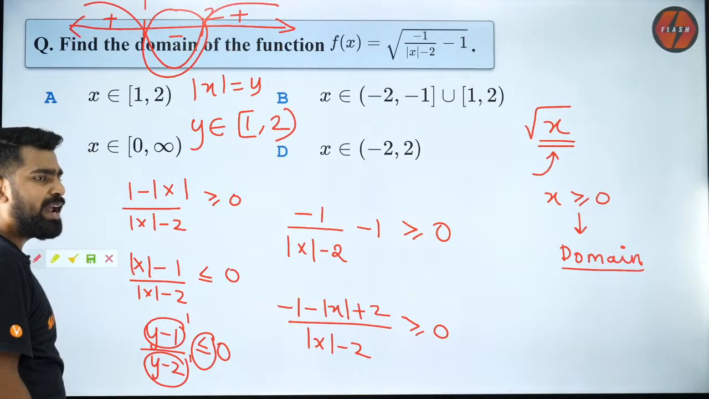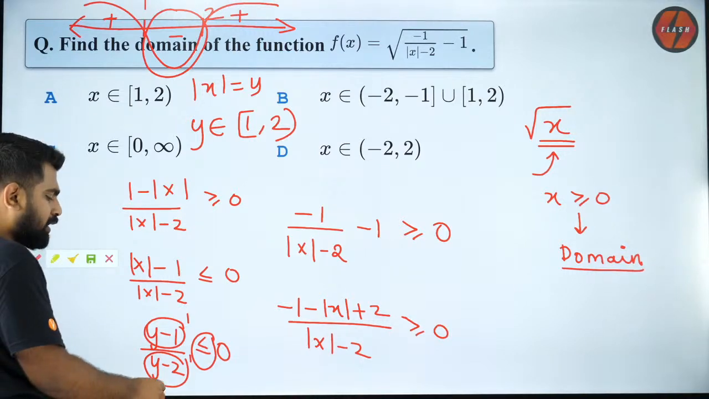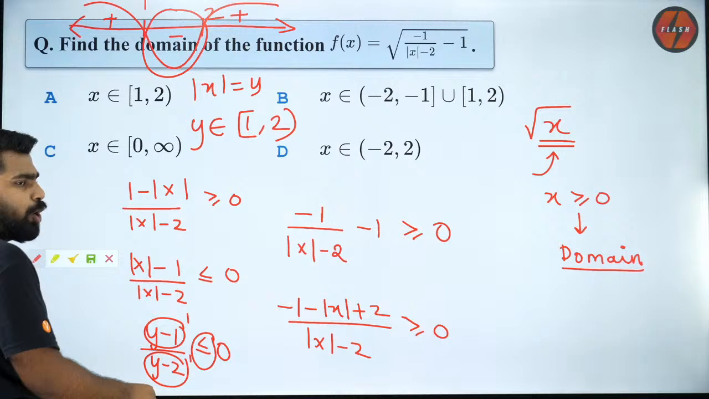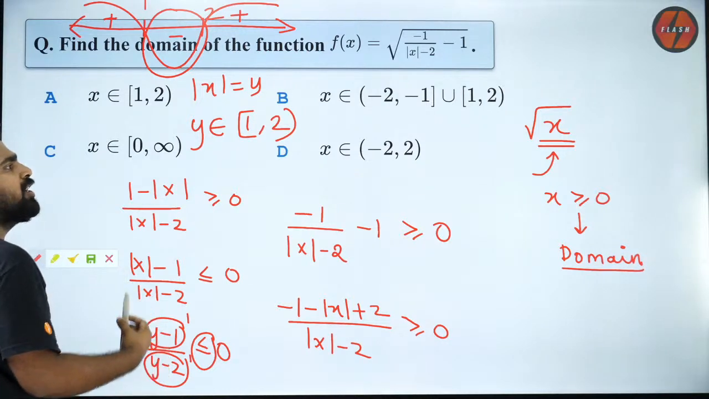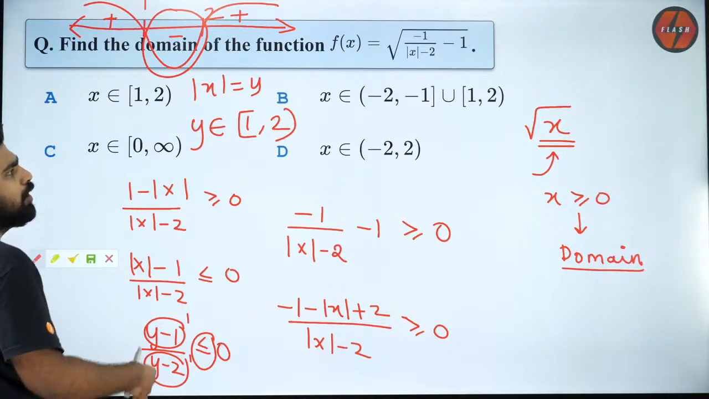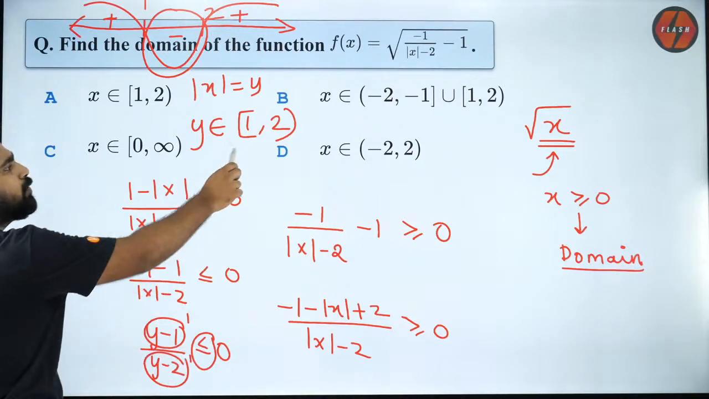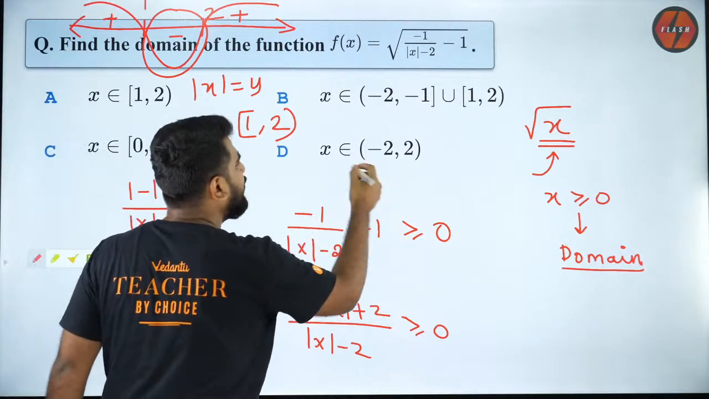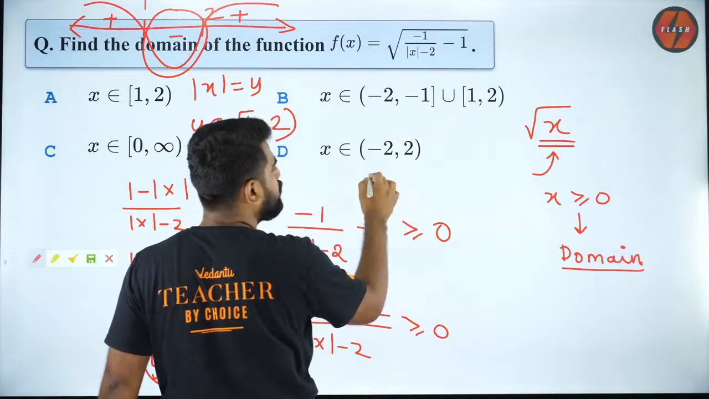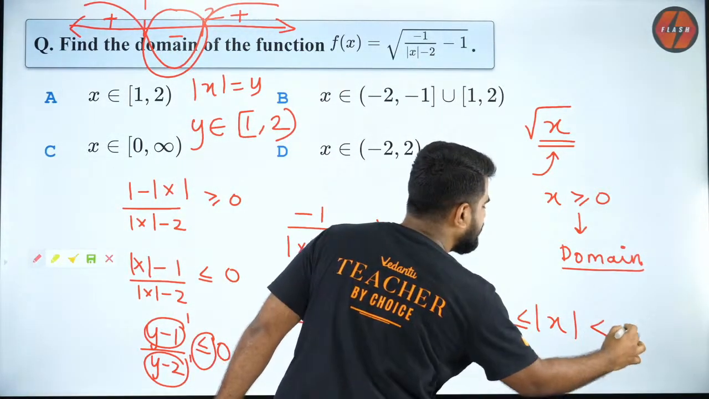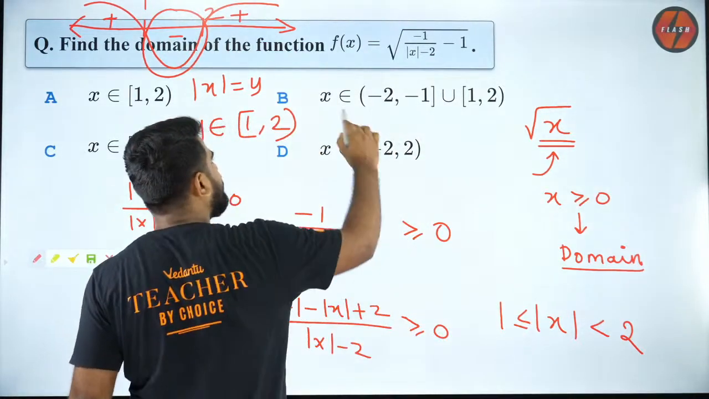Why is 2 excluded? Because in the denominator, you cannot have equality to 0. In mathematics, your denominator cannot become equal to 0 because that will lead to undefined values. So that is why I got my y as this. That means, what is my y? My y is mod x, right? So mod x is greater than or equal to 1, less than 2. If you solve that, you will get this as the answer.